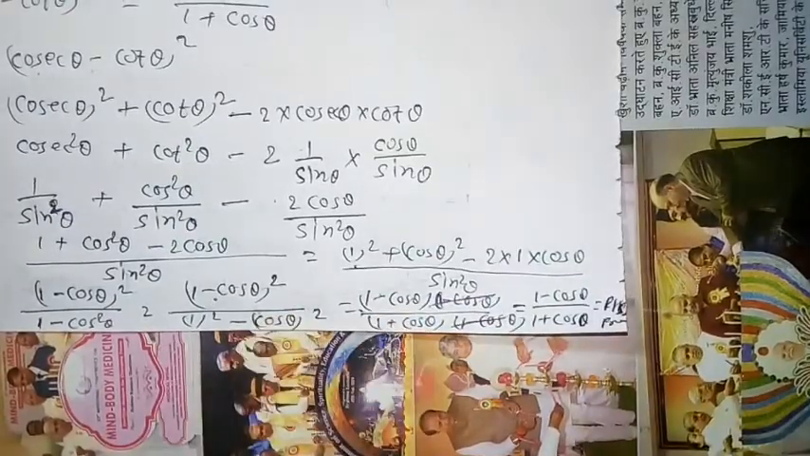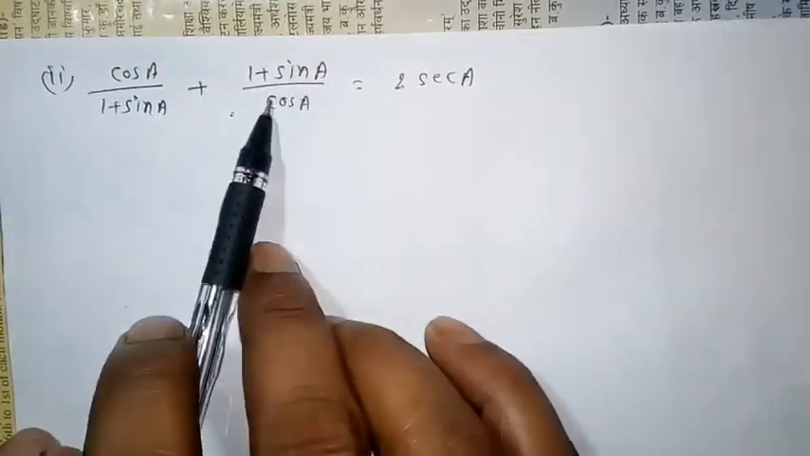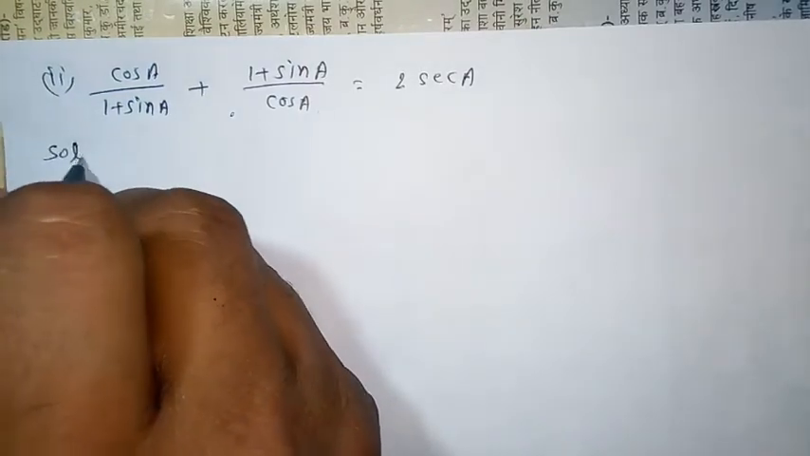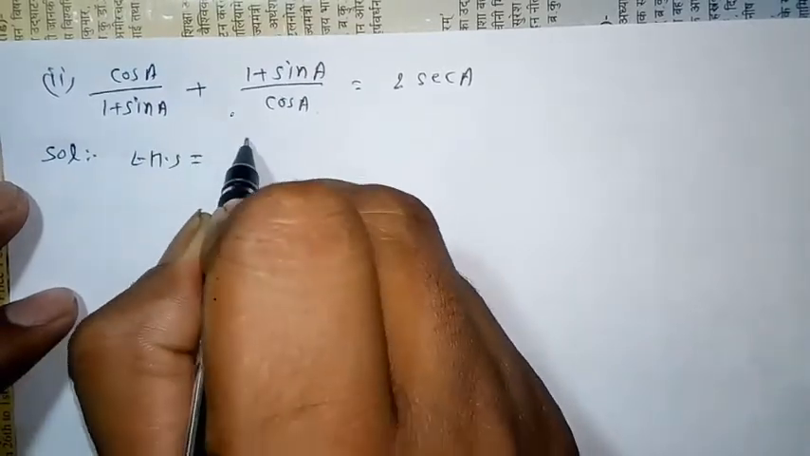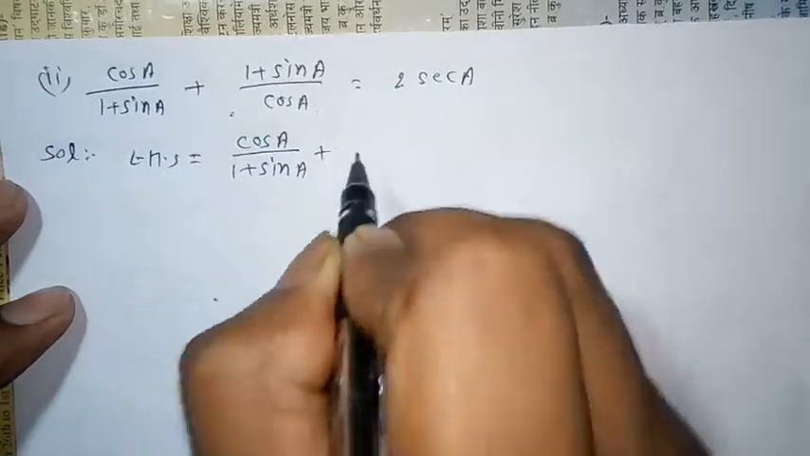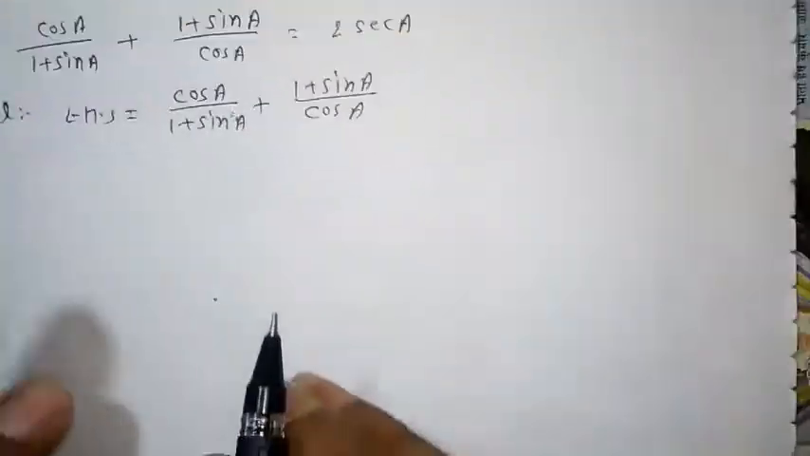Okay, the next question, question number 2. Cos A by (1 plus sin A) plus (1 plus sin A) by cos A is equal to 2 sec A. Solution. LHS is equal to cos A by (1 plus sin A) plus (1 plus sin A) by cos A.